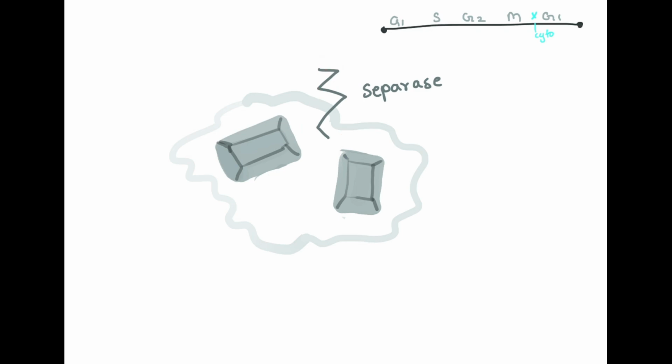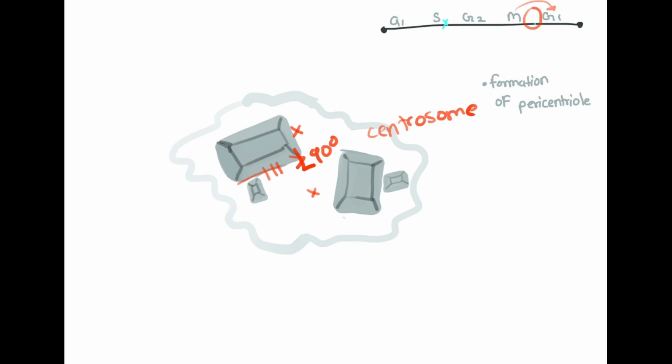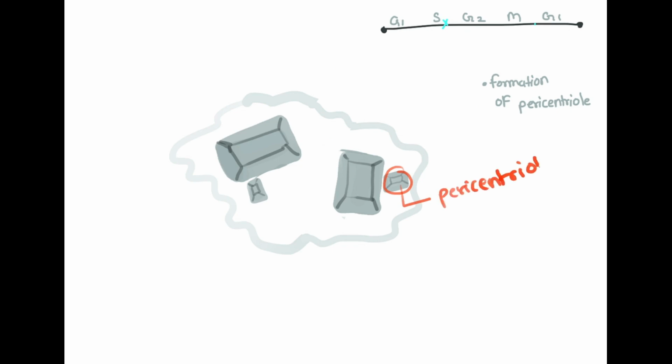After the separation, we have the formation of small bodies known as the pericentriolar bodies. This small body right here is also known as the pericentriole. And pericentrioles are associated in the same way as the previous association we saw, at a 90-degree angle to the parent centriole. This is the parent centriole right here. This is also a parent, and the association here is at about 90 degrees.